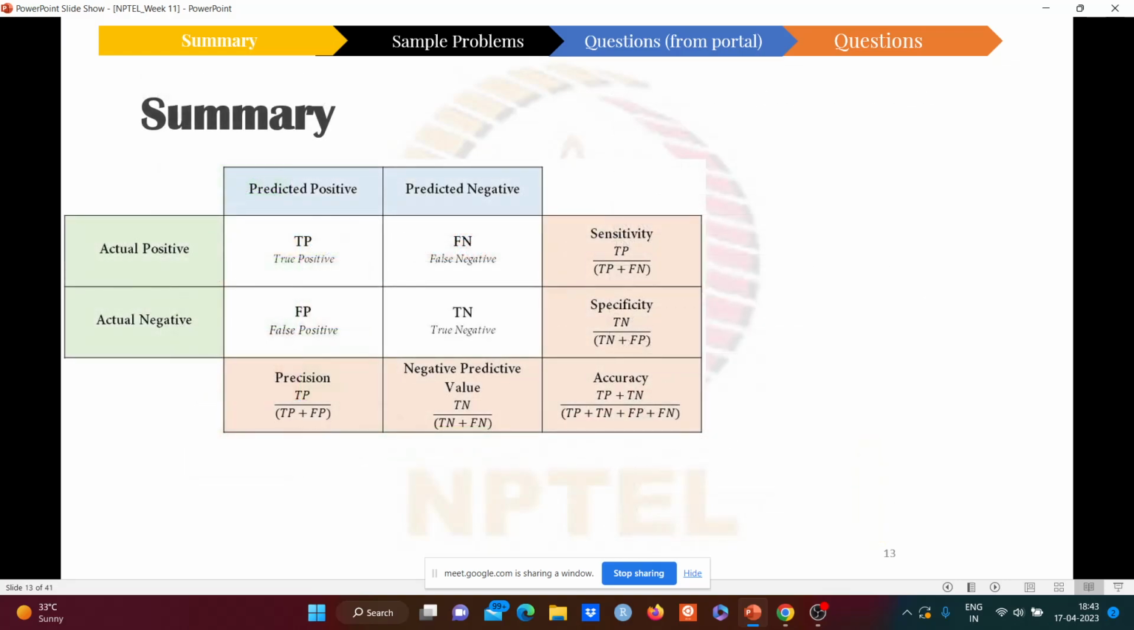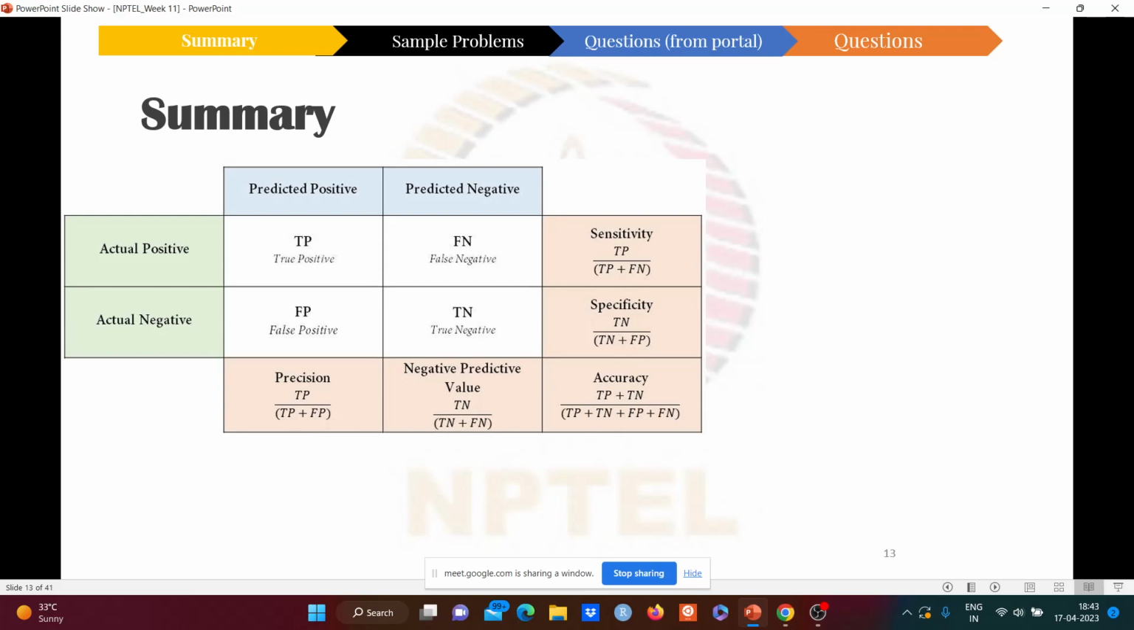Moving forward to different metrics to evaluate the performance of a classification model, starting with the accuracy. Accuracy is the most basic and intuitive metric for classification. It measures the proportion of correctly classified instances among all the instances in the dataset. Accuracy is measured by TP plus TN divided by TP plus TN plus FP plus FN.